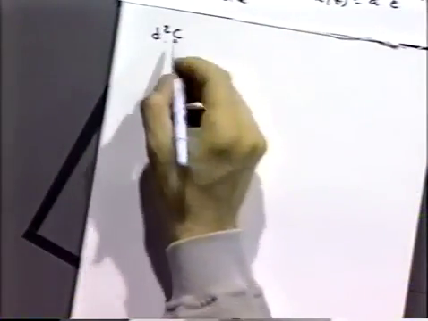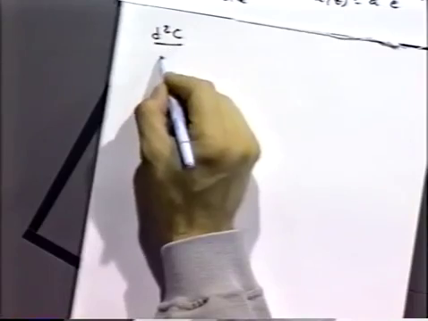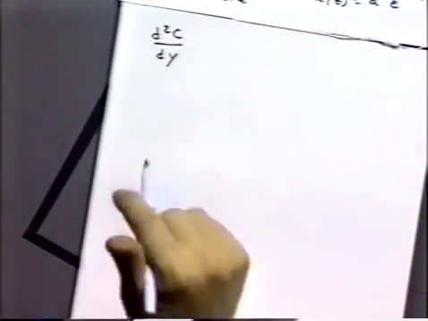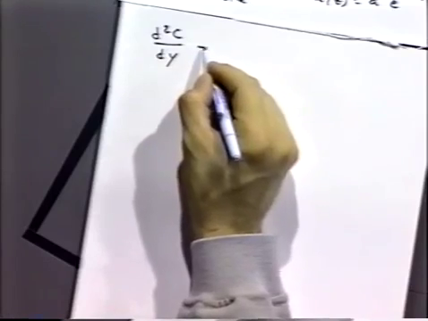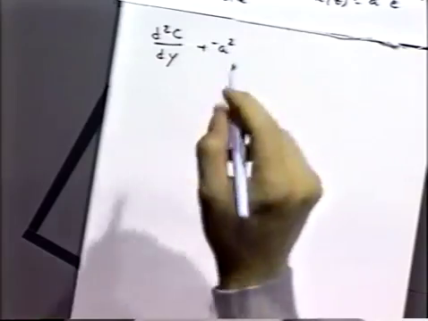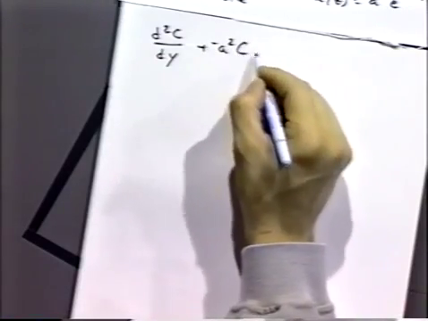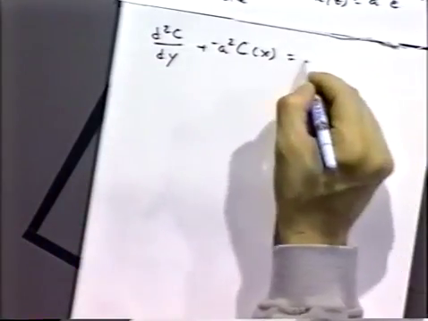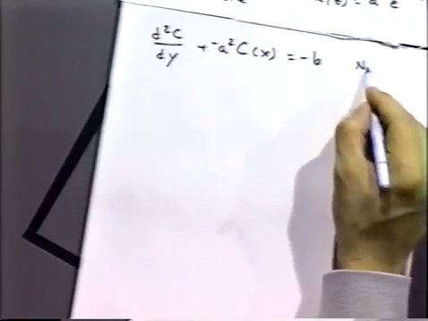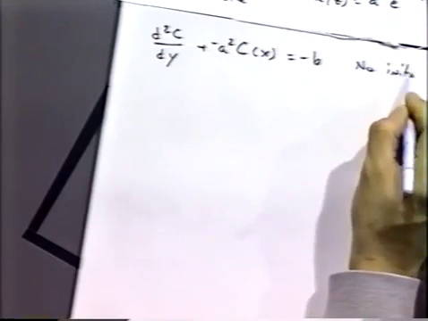Let's take a second derivative. In this case, let's say d squared of concentration, so some concentration as a function of a variable y, plus the value minus a squared times concentration as a function of x, equals minus b. And let's suppose that we don't really have any initial conditions here.